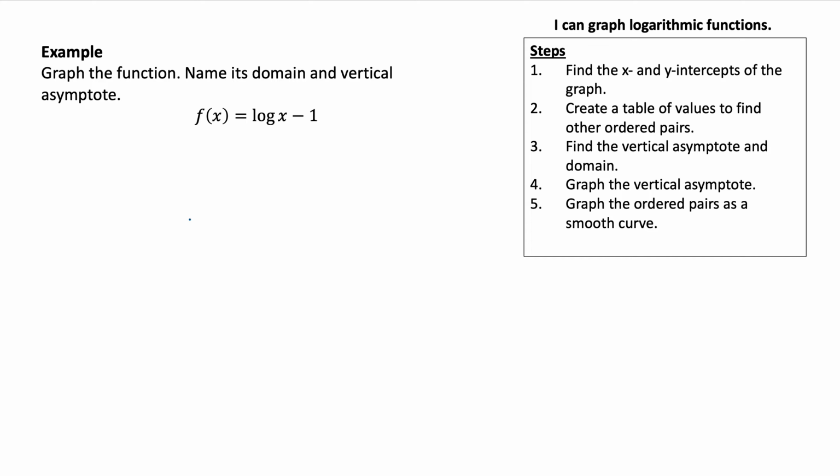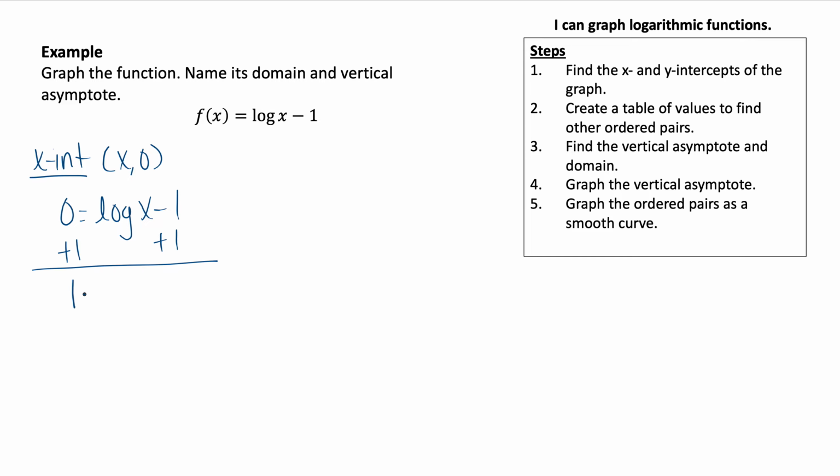Okay, so now let's try graphing f of x equals log of x minus 1. So once again, let's start off with the x and y intercept. The x-intercept is going to be where y equals 0. So we have 0 equals log of x minus 1. We're going to solve by adding 1 to both sides. So we have 1 equals the log of x. Once again, this is the common log, which is base 10.